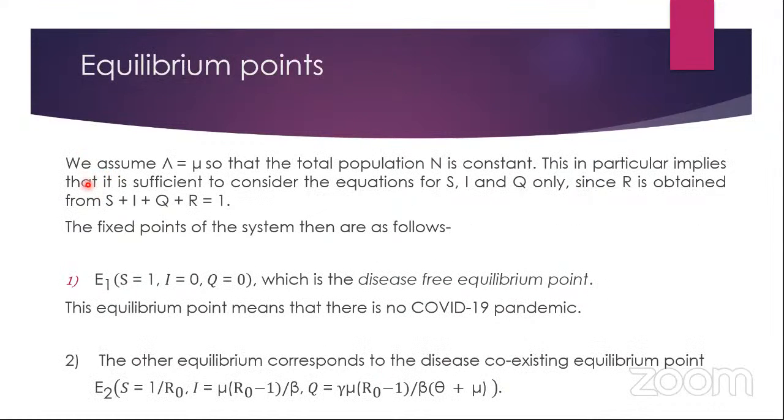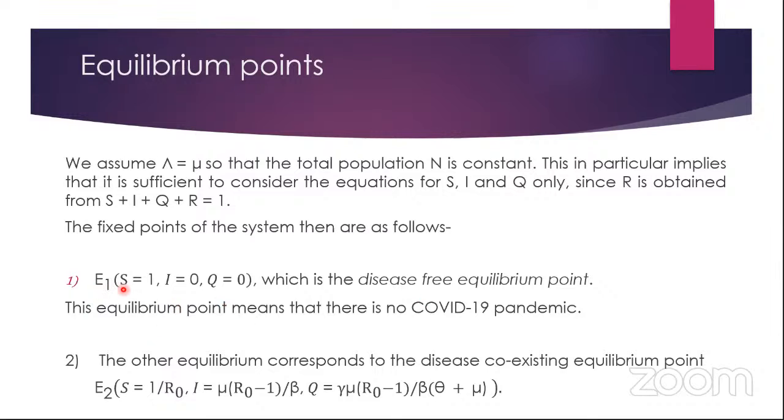Next we find the equilibrium points. We assume lambda equals mu so that the total population N is constant. This in particular implies that it is sufficient to consider the equations for S, I and Q only, since R is obtained from the equation S plus I plus Q plus R equals 1. The fixed points of the system then are as follows. There are two fixed points we find.